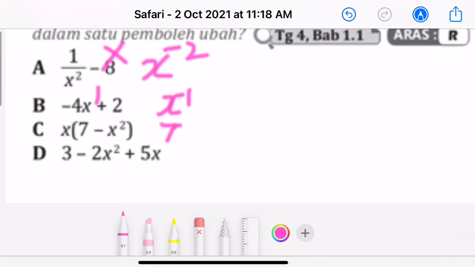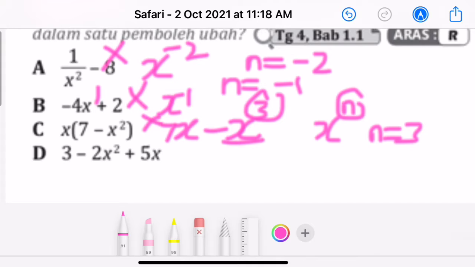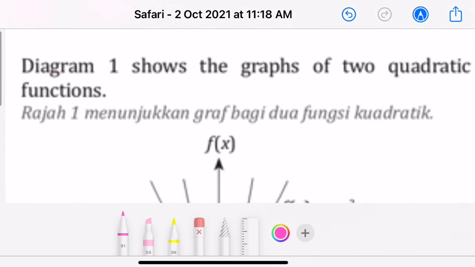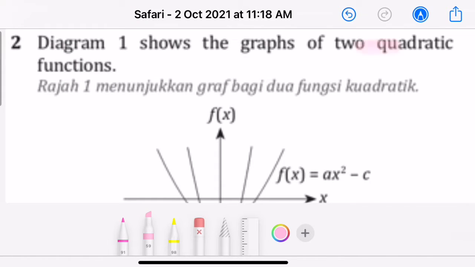And this one, if you expand, you notice that the highest power of the unknown is 3. So n here, n is the power, n is 3. Here n is -2, here n is -1. So all these are not the answer, because for a quadratic expression the highest power of the unknown must be 2. So this is the right answer.